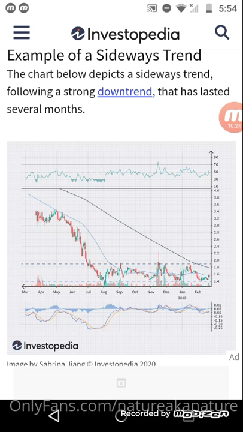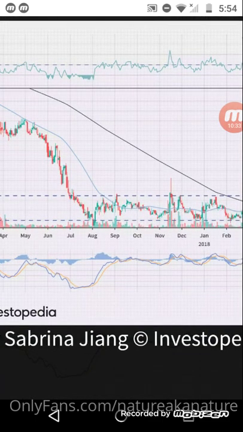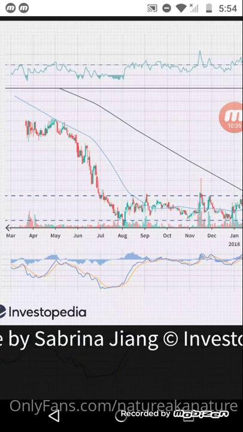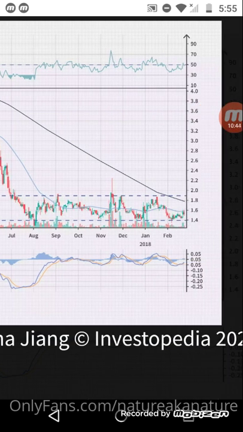So this was a strong downtrend that lasts several months from May. You can see June, July, August. Then it starts slowing up in like August, September, and it's been consolidating ever since. And it looks like around February it wants to start going back down.